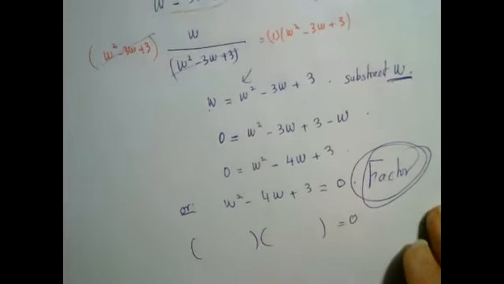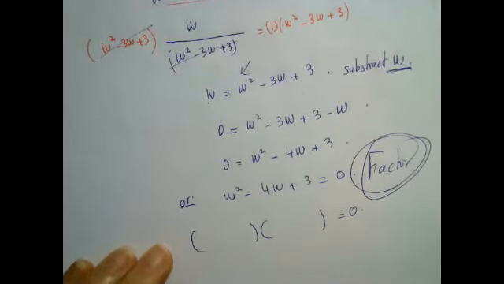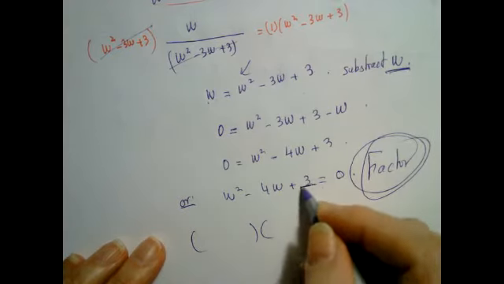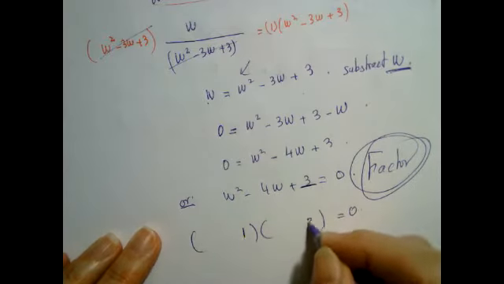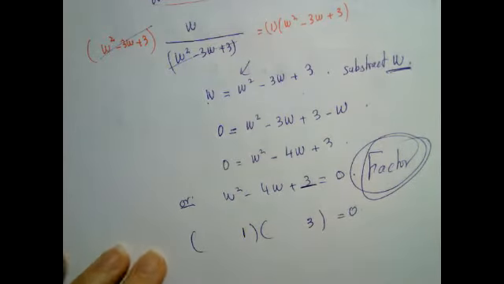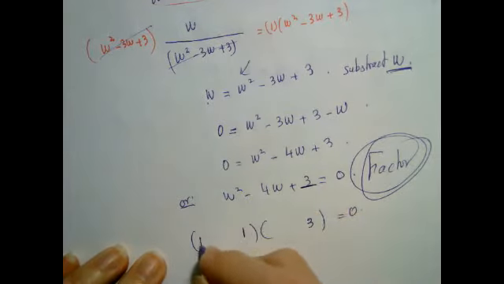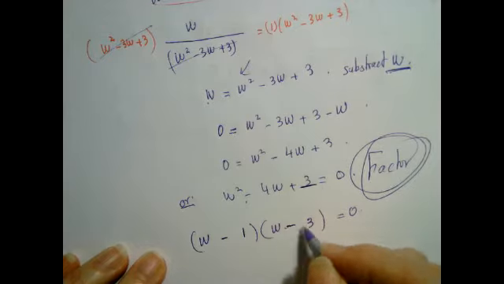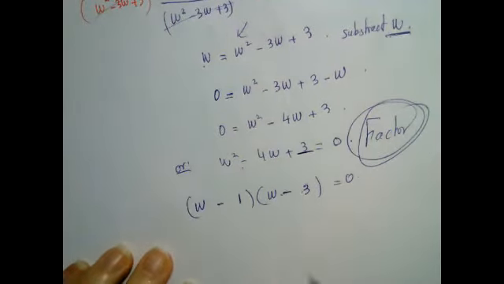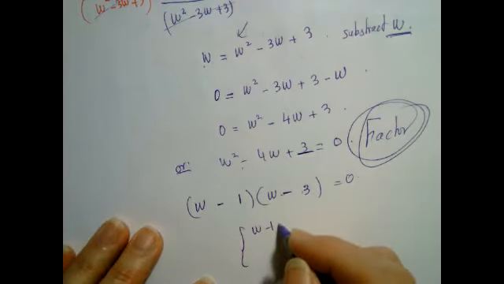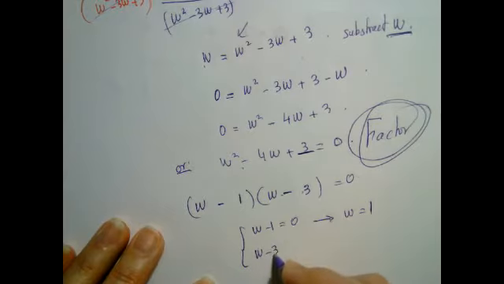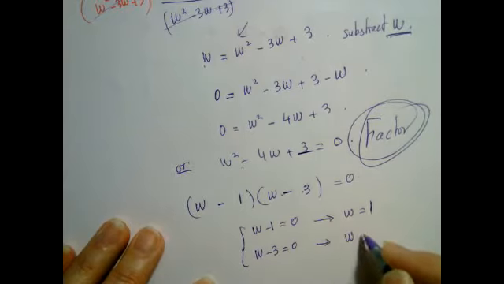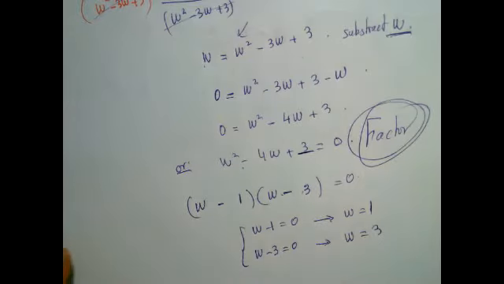So we factor this equal to 0. And what are the factors here? Are they easy? We need two numbers. When you multiply them, we get 3. And when you add them, you get 4. There are only two, which are the 1 and the 3. So this is going to be, and because I have a minus, this is going to be minus, minus. And then this would give me w equal to 1, w equal to 3. Okay.